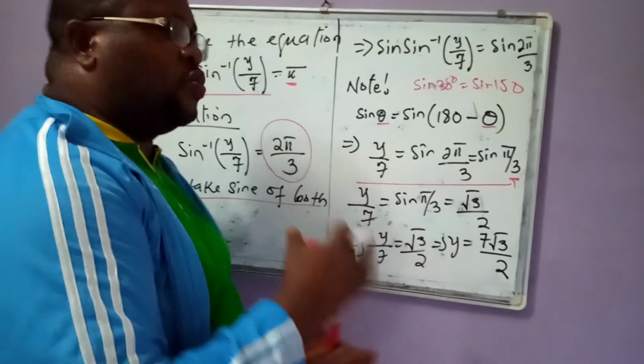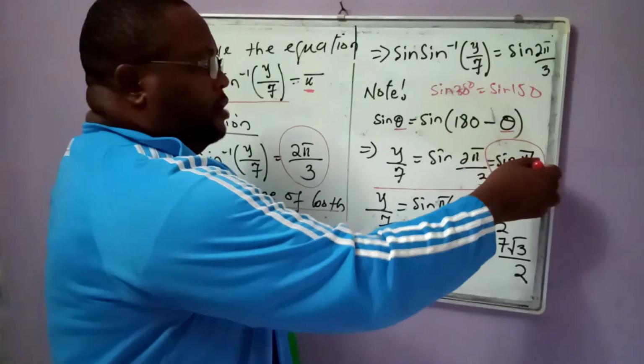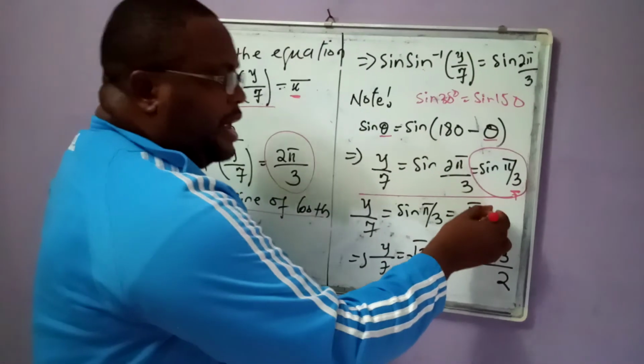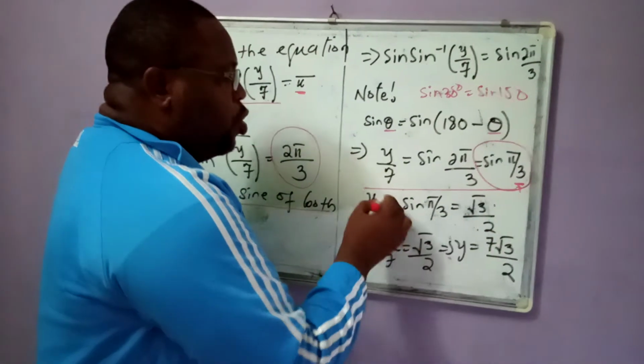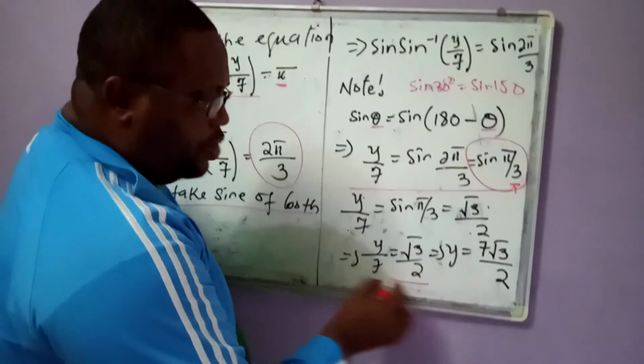Now the question is, what is sine of pi over 3? This is a special angle. The sine of pi over 3 is simply equal to root 3 over 2. So y over 7 now becomes equal to root 3 over 2. You can see the equation here.